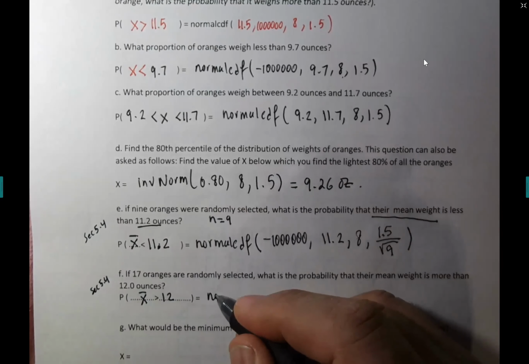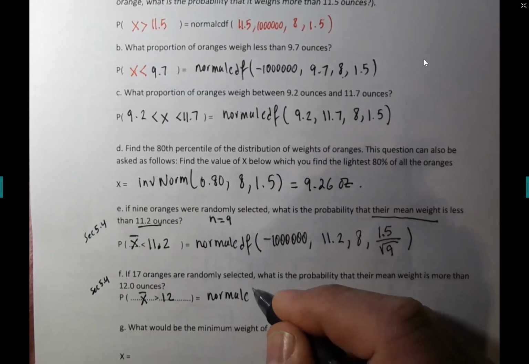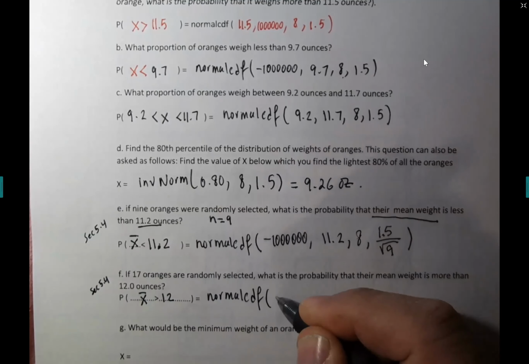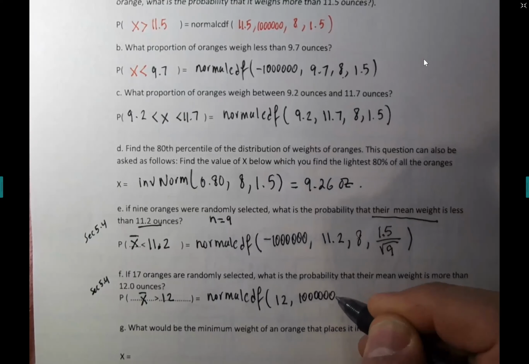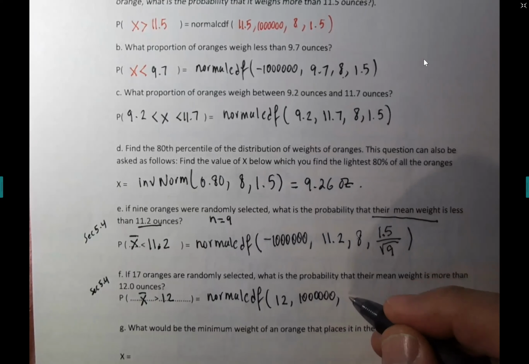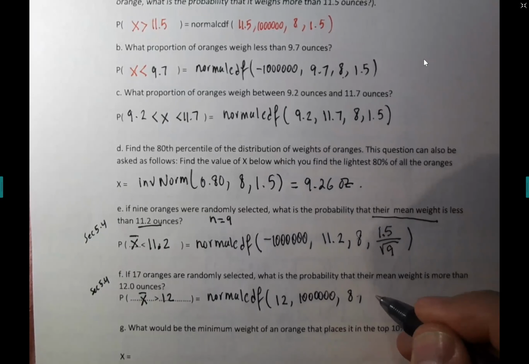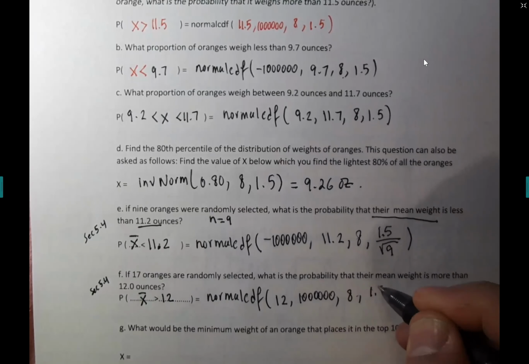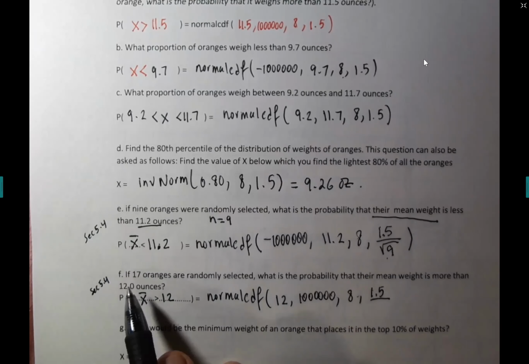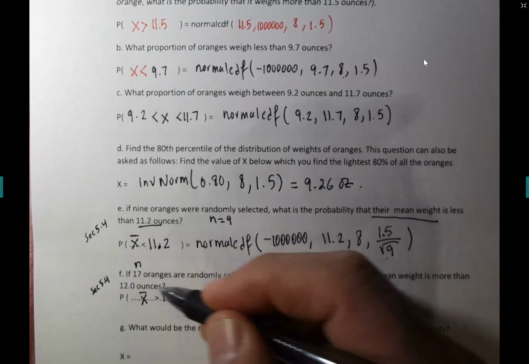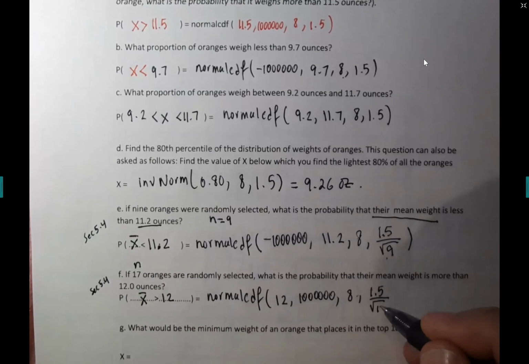Normal CDF. 12 is the lower bound, 1,000,000 is the upper bound. And then the mean is 8. And look, guys, the standard deviation is going to be 1.5, but not divided by square root of 9. Here, n is 17. So it will be square root of 17.